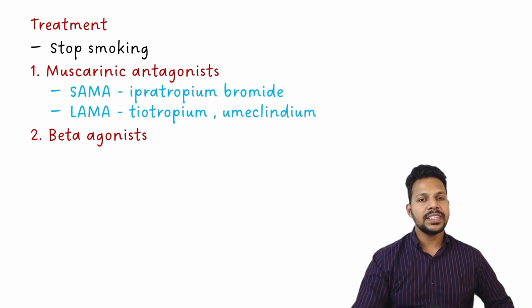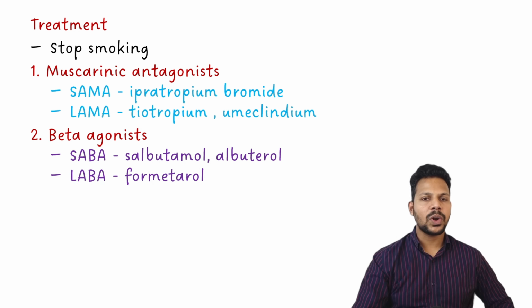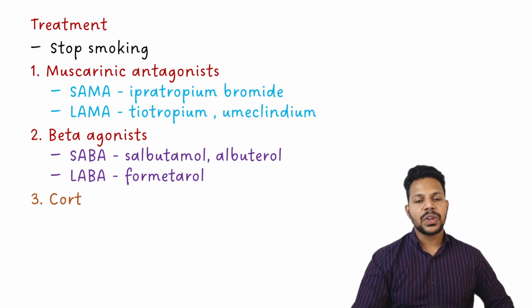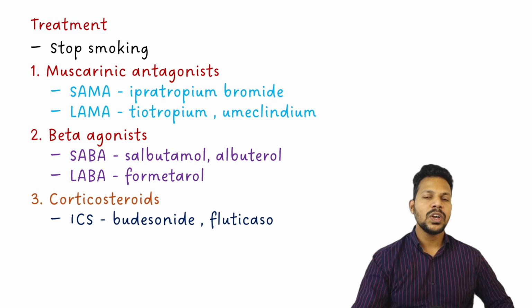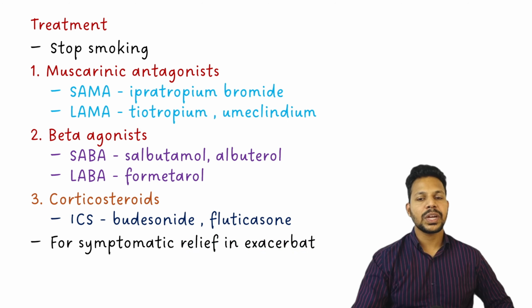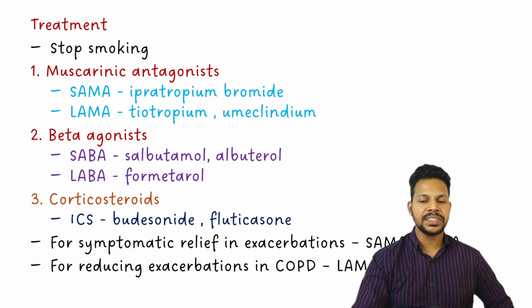Beta agonists, again, these are inhalational drugs that we commonly use. The short-acting ones are salbutamol and albuterol. Long-acting beta agonists are formoterol, olodaterol, indacaterol. All these drugs are available. Then we have corticosteroids. What we usually give are inhalational corticosteroids, which are budesonide and fluticasone. For symptomatic relief in exacerbations, you can use SAMA or SABA, but for reducing exacerbations in COPD, we'll use LAMA or inhalational corticosteroids. Between them, LAMA are preferred over inhalational corticosteroids.